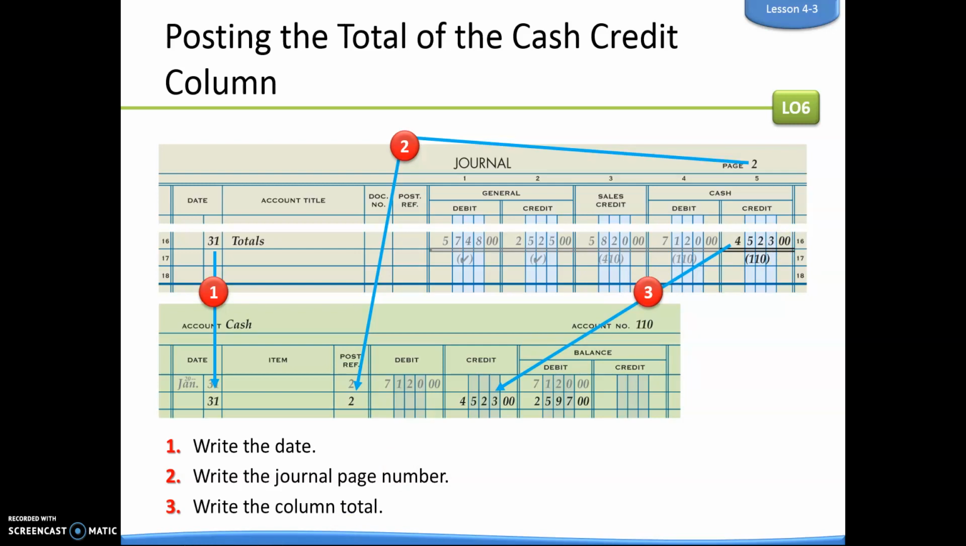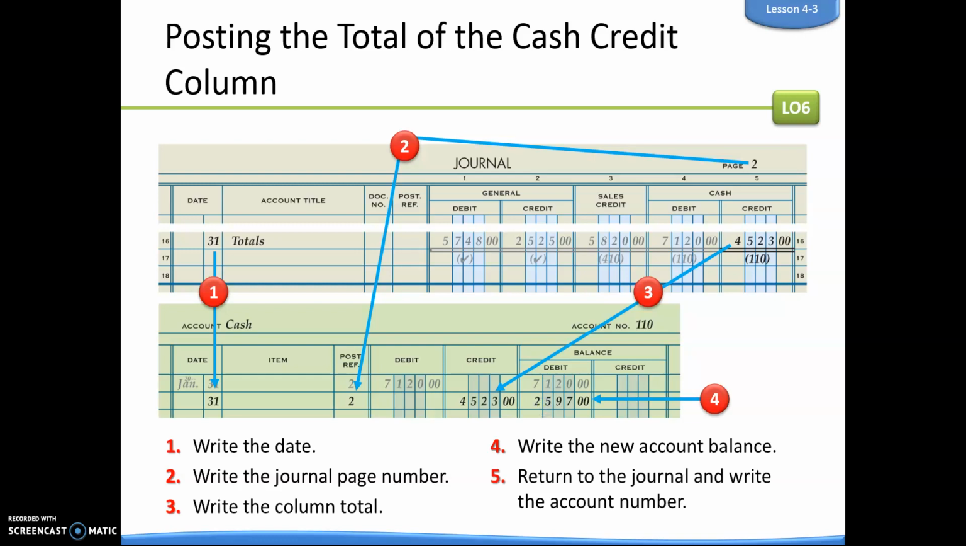Again, very important that you get it in the right column. If you don't get it in the right column in terms of debit or credit, MindTap will count it wrong, so you want to make sure you put it in the correct place. Then we need to do a little bit of addition or subtraction. In our case, it's subtraction, because we have a debit balance and it's getting credited by $4,523. So we take the difference between those two and we get an updated balance of $2,597. And then last but not least, we take the same account number, 110, and put it up under our cash credit column. And that's all there is to it, posting our special amount columns: sales credit, cash debit, and cash credit.